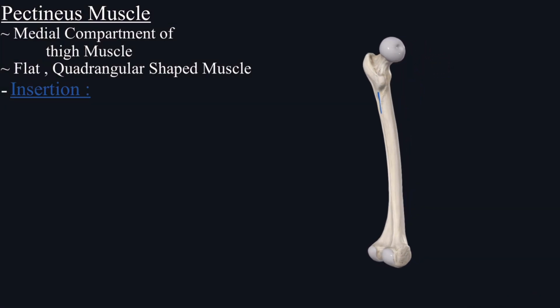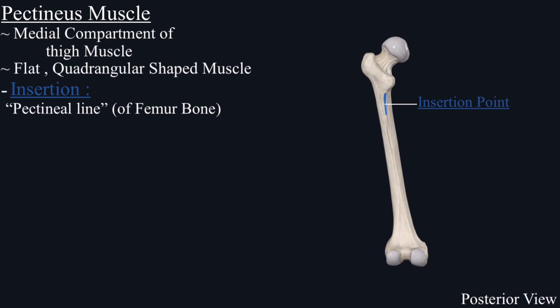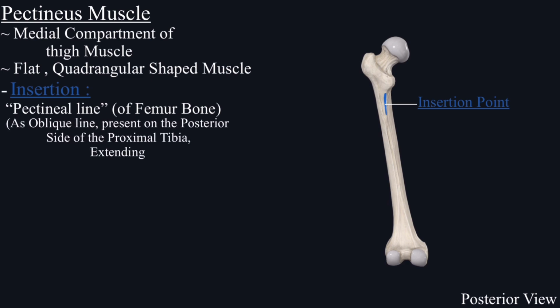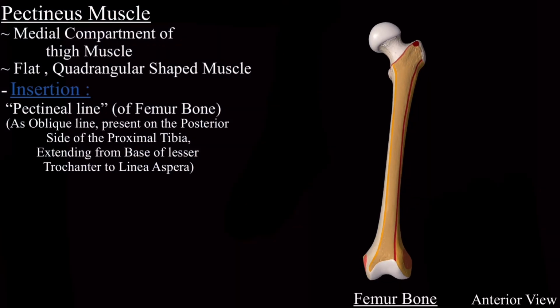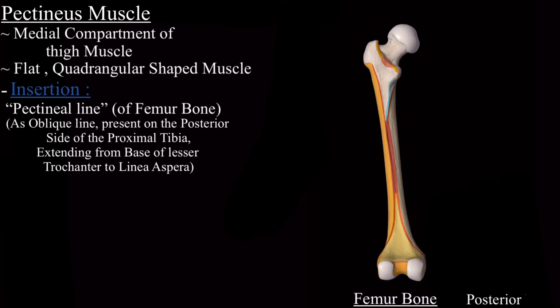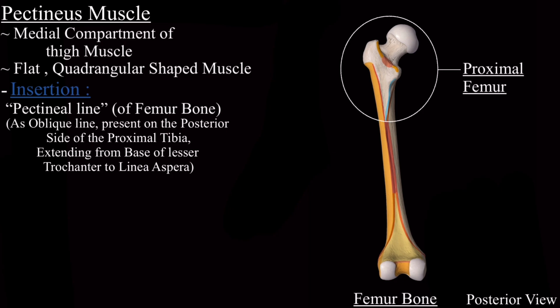It is inserted on the pectineal line, which is present on the posterior surface of the proximal femur bone, extending from the base of the lesser trochanter to the linea aspera. This is an isolated femur bone with the interior view. Now, in the posterior view, this is the proximal femur.